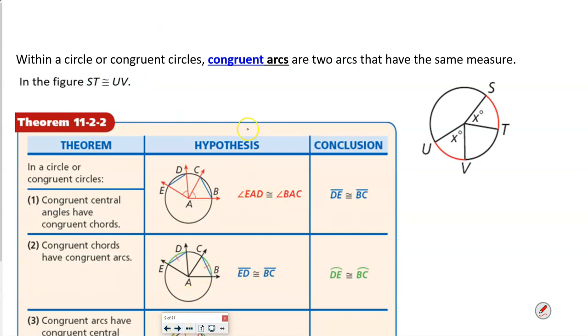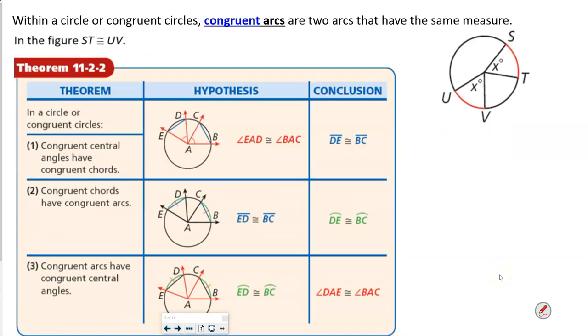All right, so here's the last one. The last new concept for today: congruent circles or congruent arcs. Congruent arcs are two arcs that have the same measure.